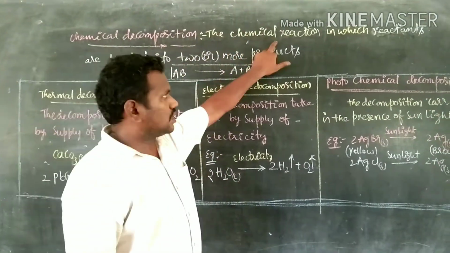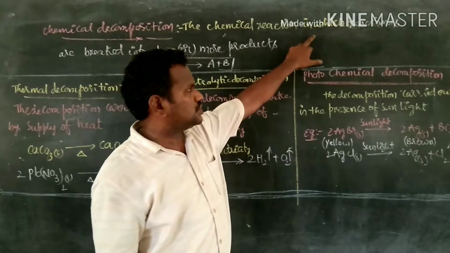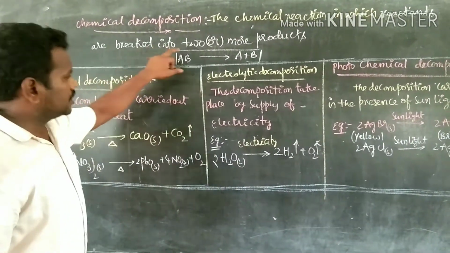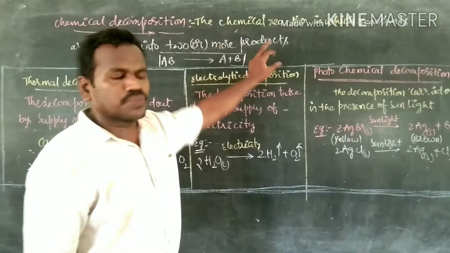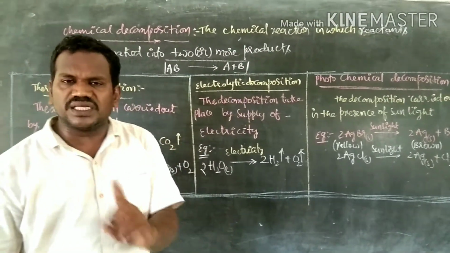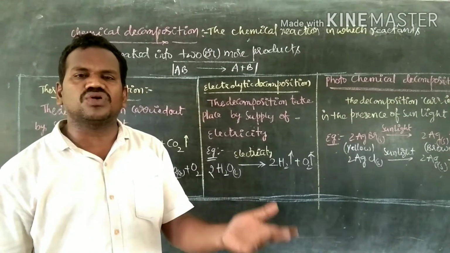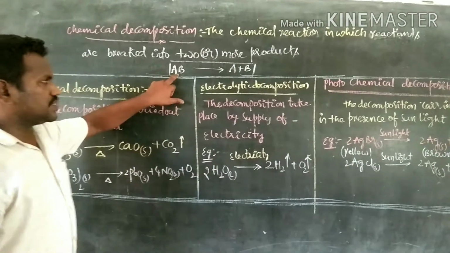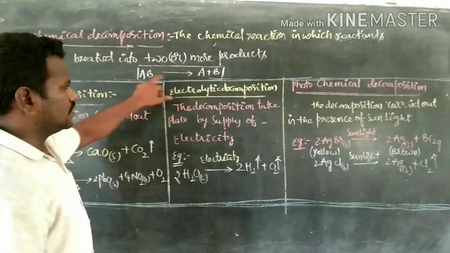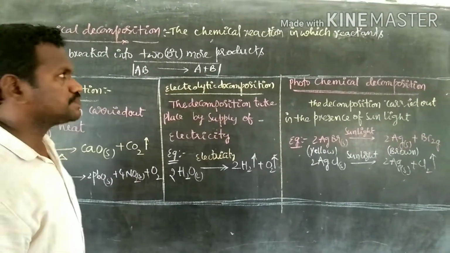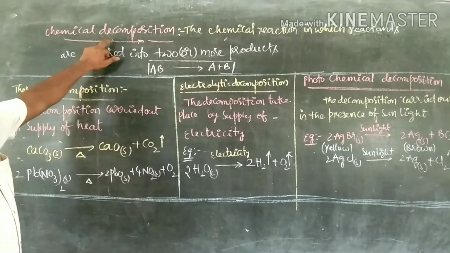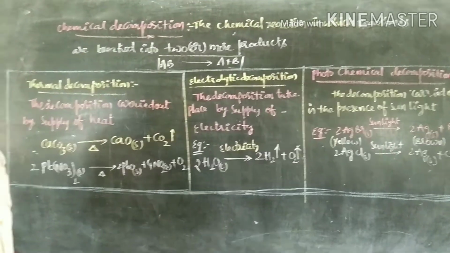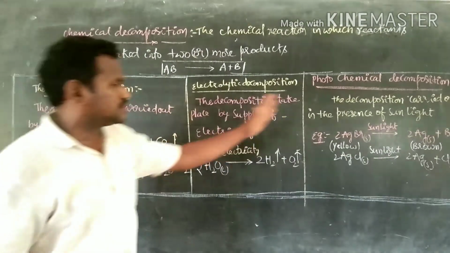Now, a chemical reaction in which reactants are broken into 2 or more products. Means reactant is only one, but the products are more than 2 or minimum 2 will be. The general representation is AB gives rise to A plus B. Now, the decomposition reaction in which the reactants are converted into 2 or more products is of 3 types.